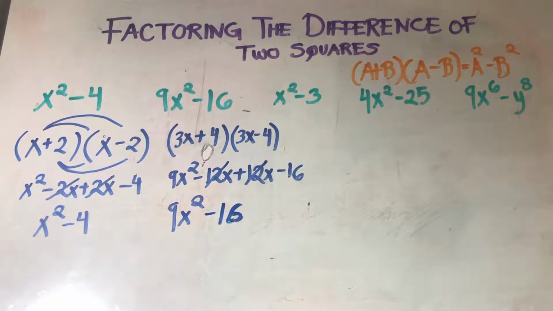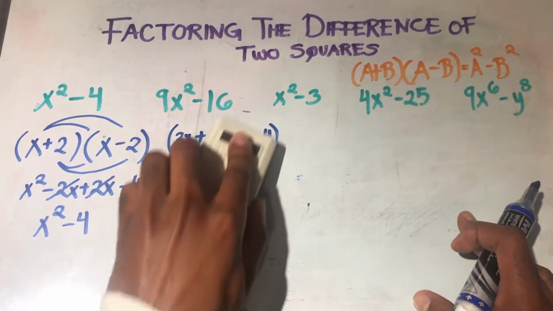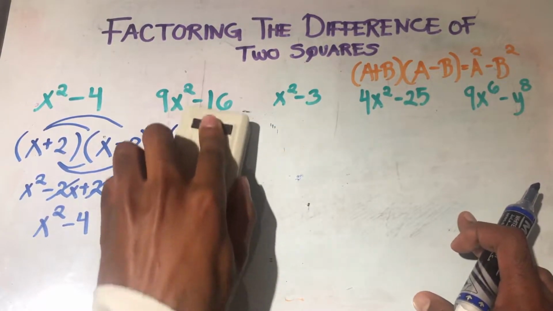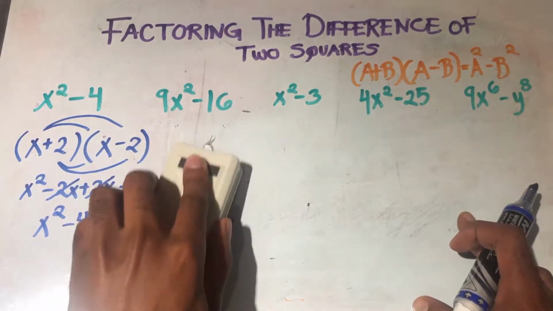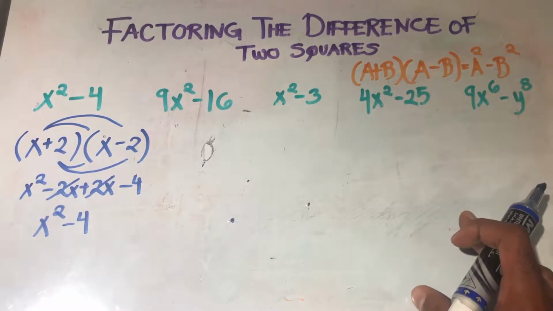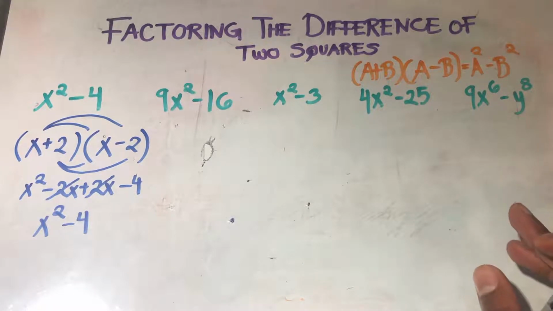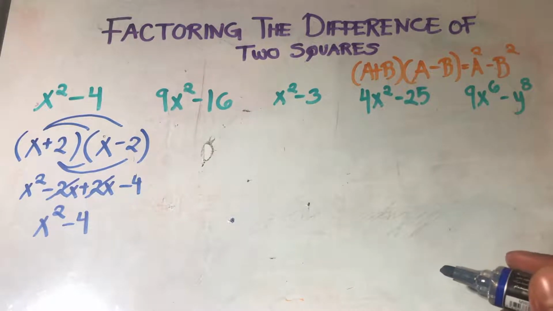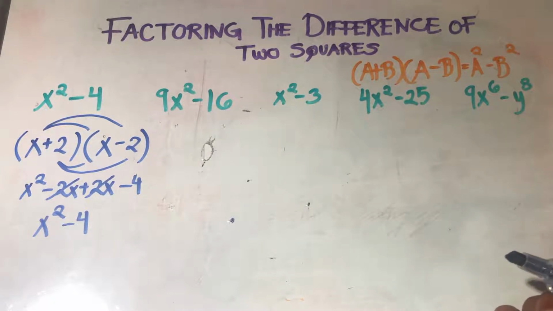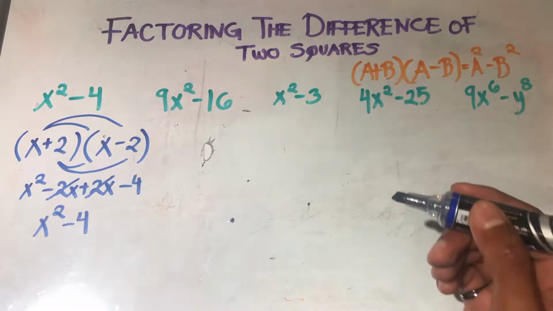Now I'm going to need some space for our problem here, so I'm just going to go ahead and erase this. We have x squared minus 3. Now we have to find the square roots of the two terms that are perfect squares, like we did in the previous 2 examples. The square root of x squared is just x. But 3 does not have a square root. So what we can do is just put a square root symbol.